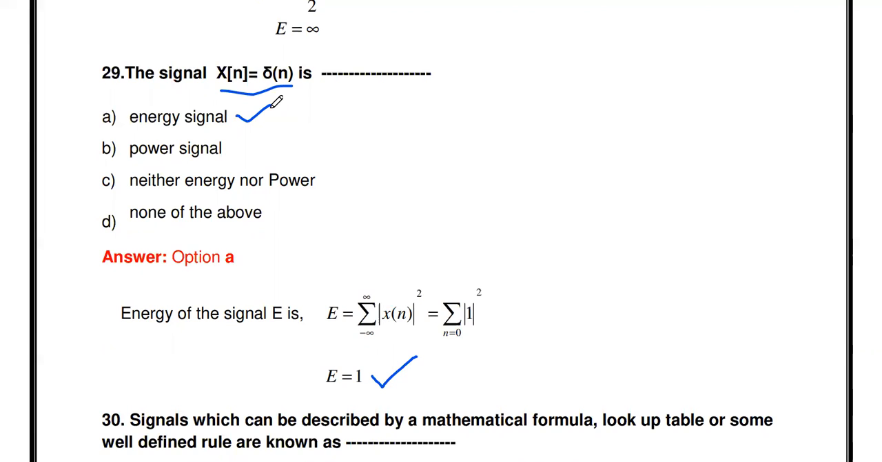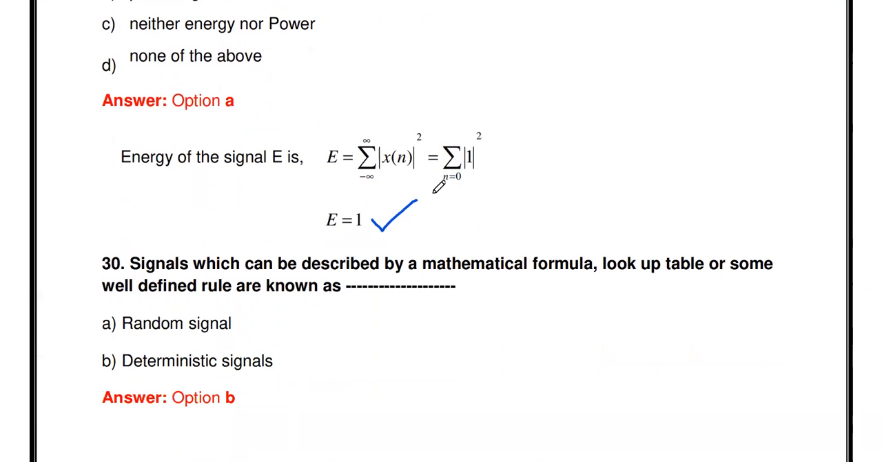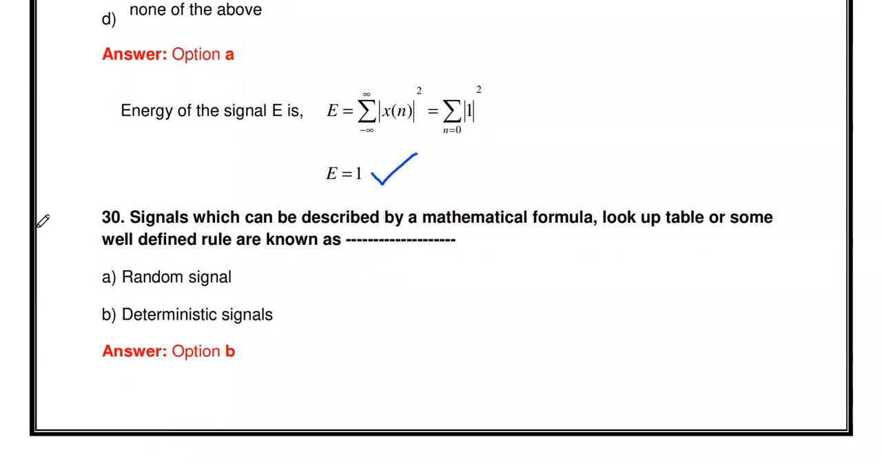Then the sine and cosine waveform is a power signal. The exponentially decaying signal is an energy signal. So note these down; these are all things you should remember. Then the next one: the signals which can be described by a mathematical formula, lookup table, or some well-defined rule are known as dash. Random signal, deterministic signal.